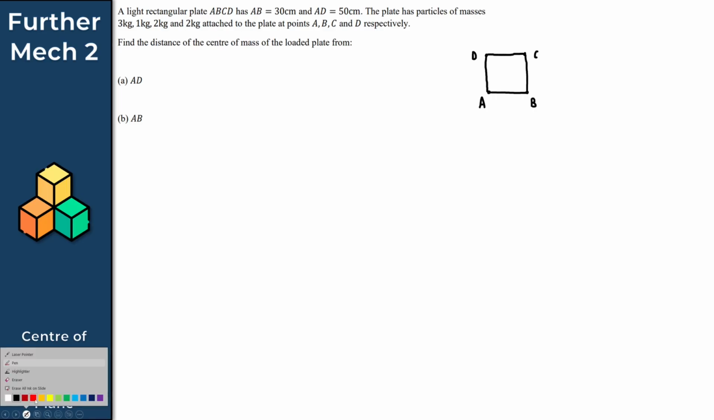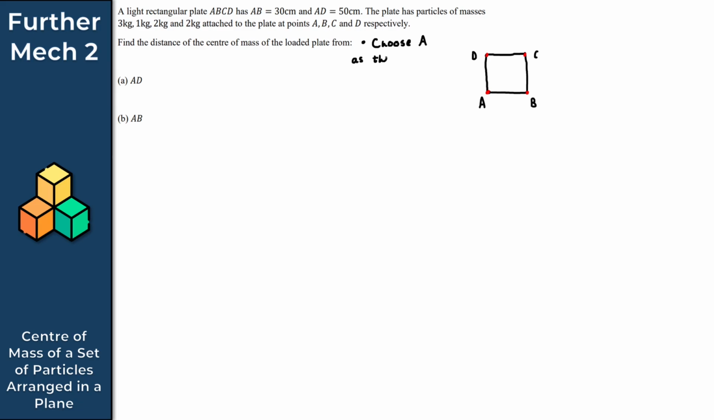What I'll also do is mark down the particles in a different color, just so they stand out a little bit more. Perfect. Now, before we can do anything else, I need to choose one of these points or particles as my origin. So I'm going to choose A as the origin.